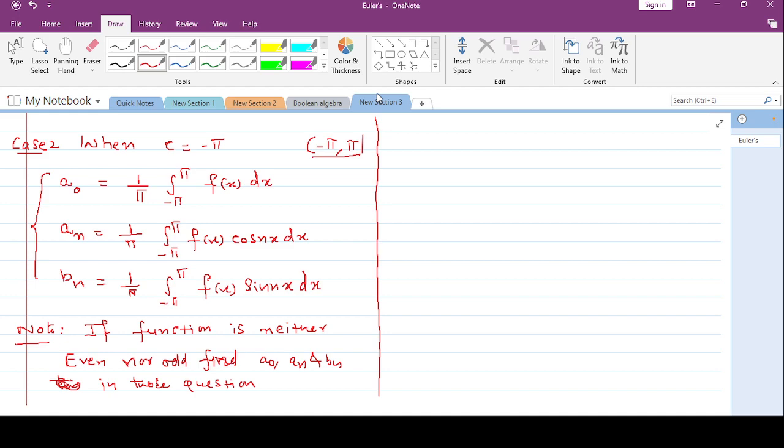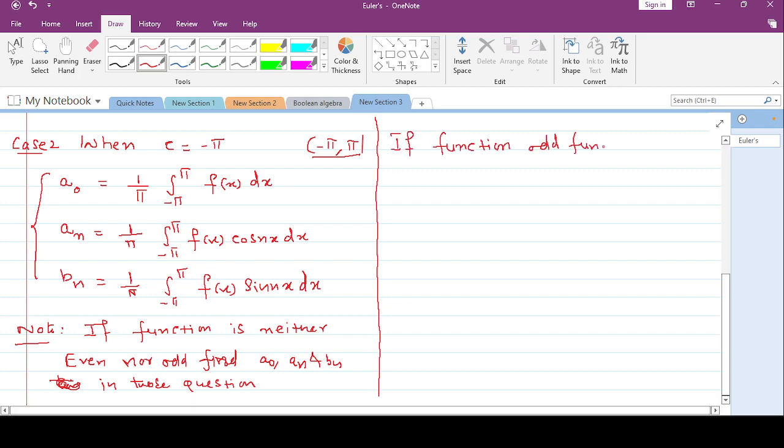If the function is an odd function and the interval is minus pi to pi, so if the interval is minus pi to pi and you check that your function is an odd function, then as this function is odd and the integral limit is minus pi to pi, a naught becomes 0. This is the result of the definite integral.